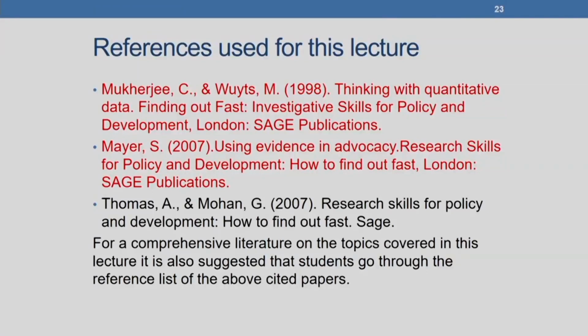So, these are the texts that I have used for this lecture: Mukherjee and Witts 1998, Thinking with Quantitative Data, Finding Out Fast, Investigative Skills for Policy and Development. This is an edited paper which is taken from the book by Thomas and Mann, Research Skills for Policy and Development, How to Find Out Fast. I have also used the book Using Evidence in Advocacy, Research Skills for Policy and Development, How to Find Out Fast.